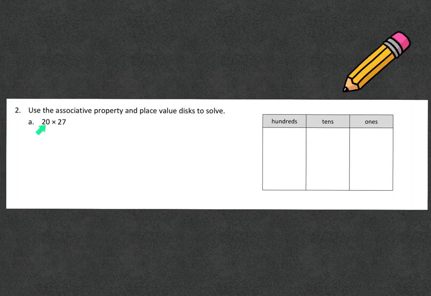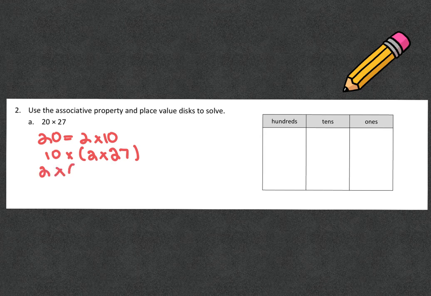Using what we just learned, let's solve for 20 times 27. Let's start by breaking down the 20 into 20 equals 2 times 10. We now can express 20 times 27 as 10 times 2 times 27, or 2 times 10 times 27. Again, we can do this because we know how to multiply by 10 and 2, and by using the associative property, this lets us use the factors to help us multiply.